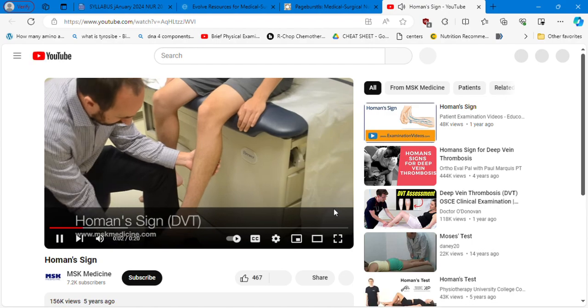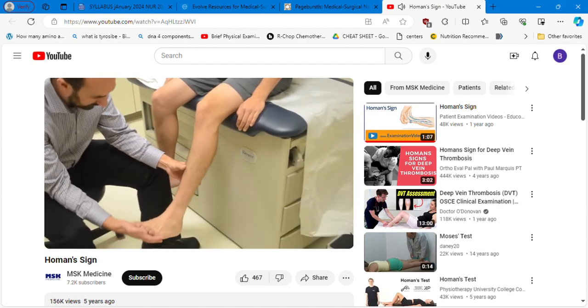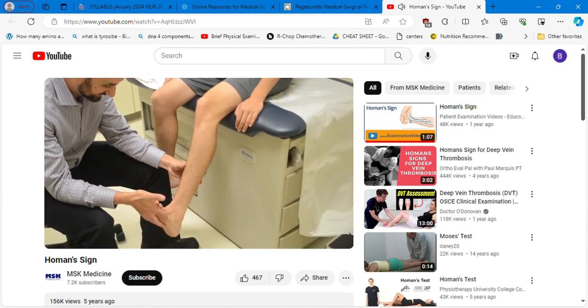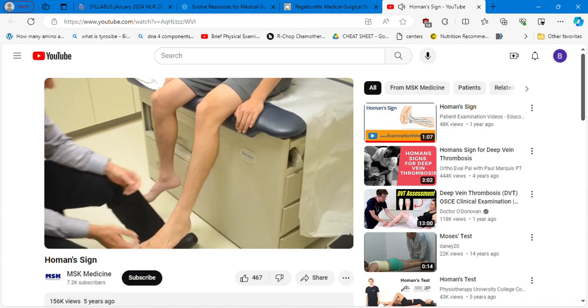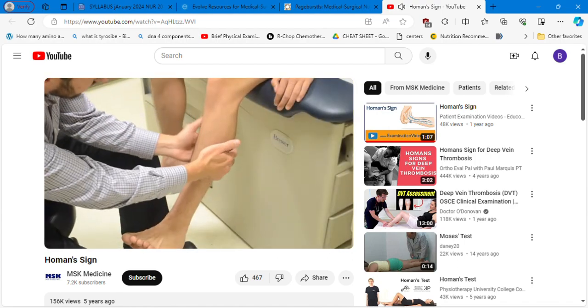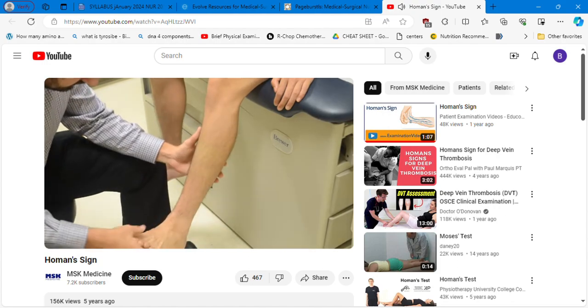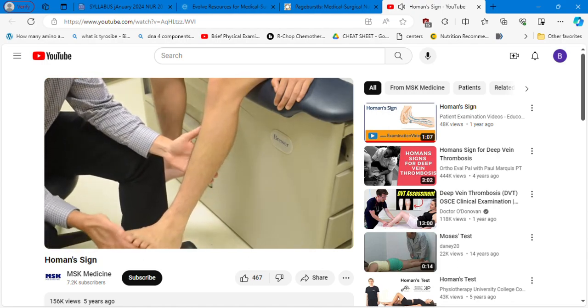The Homan sign is a classic, yet fairly insensitive test for DVT, or deep vein thrombosis. The test is simply pain in the calf muscle with passive dorsiflexion of the ankle.